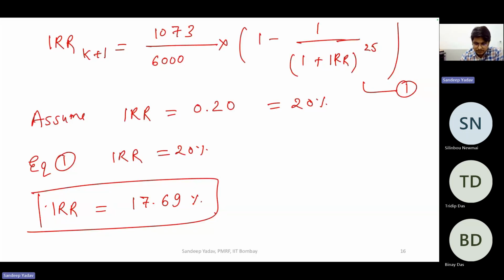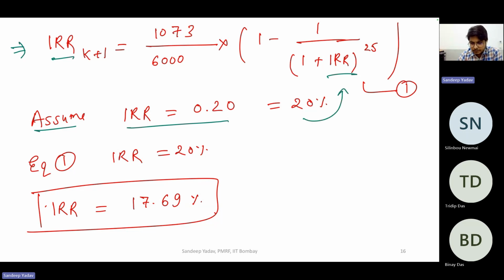So that's an equation that has the IRR on both sides. That is the equation that we can't solve with normal mathematics. But for that, we have to assume the internal rate of return; we can assume any value. So here I'm assuming 20%.